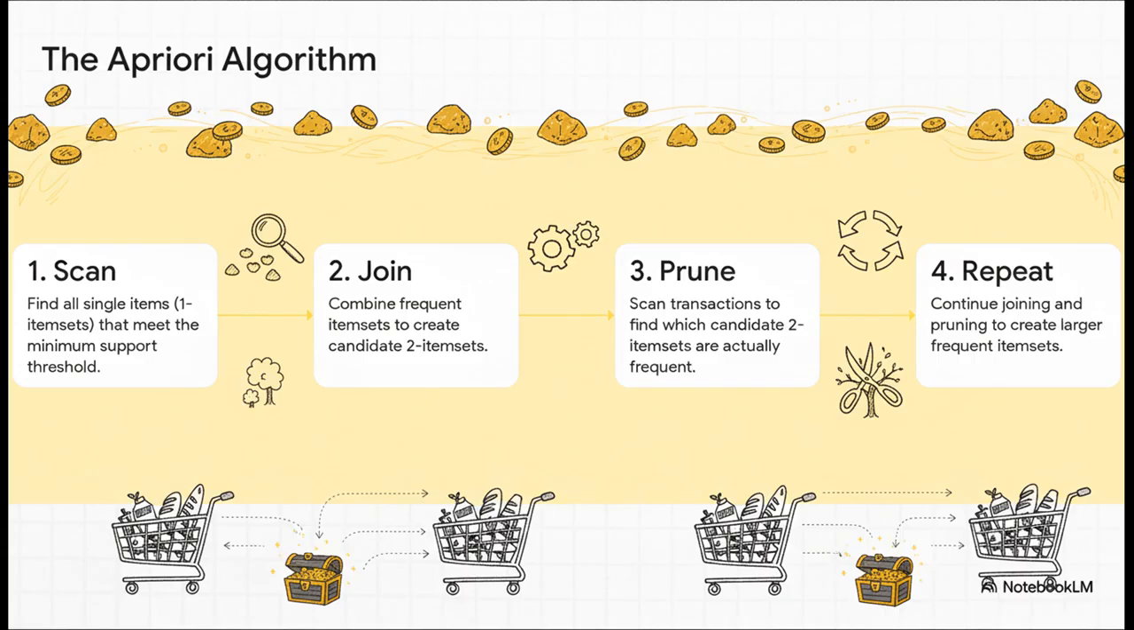It starts small, finding individual items that are frequent. Then it uses those to build pairs. It throws out any pairs that aren't popular enough. And then it uses the pairs that are left to build triplets, and so on. It's a super efficient way to pan for gold without having to sift through all the dirt.